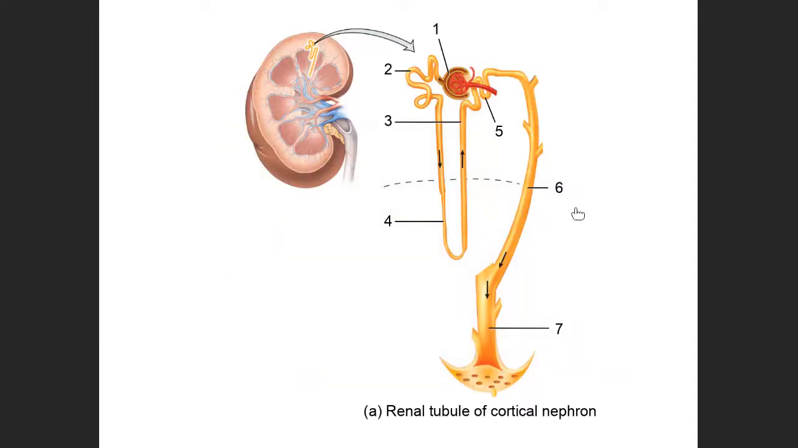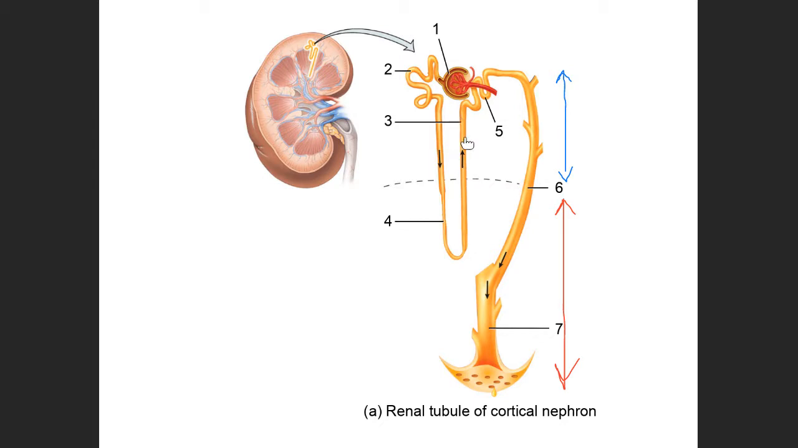In this picture, you can see the structure of the nephron. One part of the nephron with the blue arrow is located in the cortex, and some parts of the nephron with the red arrow are located in the medulla. In this picture, you can see number 1 is the Bowman's capsule. Number 2 is the proximal convoluted tubule. Then you have number 4, loop of Henle.